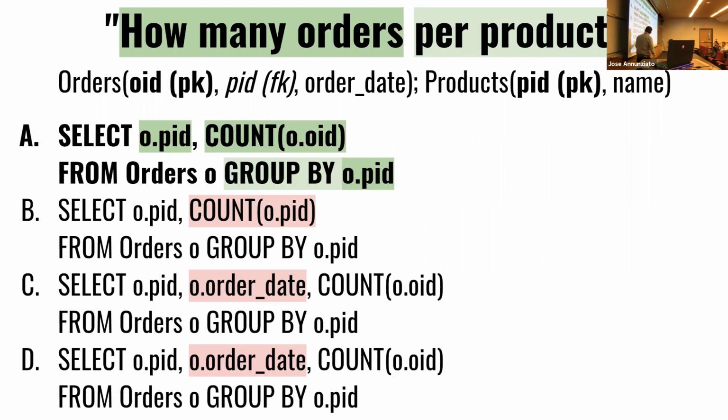Something else that I could have added here is the product name, and that would be clearly wrong. I can put the product ID here, because I'm grouping by the product ID, but I can't put anything else in here unless I group by it. You'll see examples of that in the quiz, where I will put fields there that cannot make it in there.